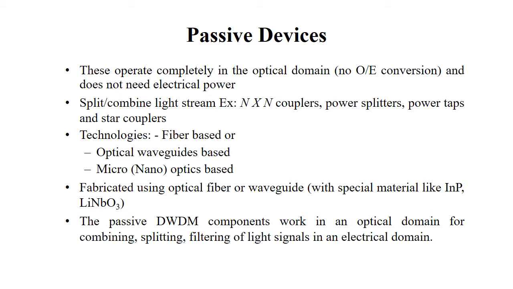The passive DWDM components work in the optical domain for combining, splitting and filtering of light signals, without going to the electrical domain. The technologies used here are fiber based, optical waveguide based, or micro nano optic based. They are fabricated using optical fiber or waveguide with special materials like lithium niobate, LiNbO3.